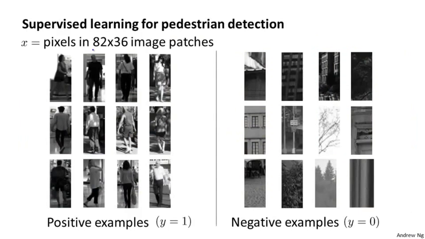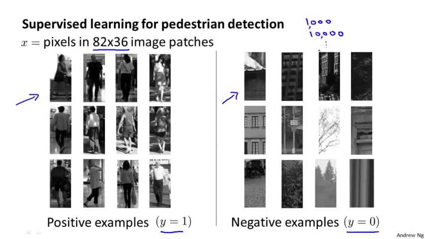Let's say that we decide to standardize on this sort of aspect ratio, 82 by 36. We could have chosen some rounded number like 80 by 40 or something, but 82 by 36 seems to work. What we would do is then go out and collect a large training set of positive and negative examples. So here are examples of 82 by 36 image patches that do contain pedestrians, and here are examples of images that do not. On this slide, I've shown 12 positive examples with y equals 1 and 12 negative examples with y equals 0. In a more typical pedestrian detection application, we may have anywhere from 1,000 training examples up to maybe 10,000 training examples, or even more if you can get even larger training sets.